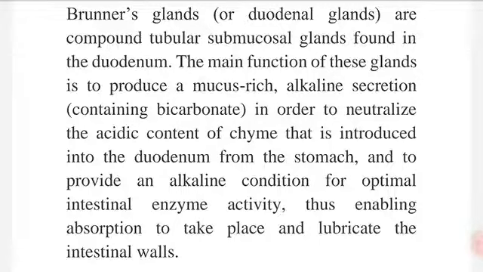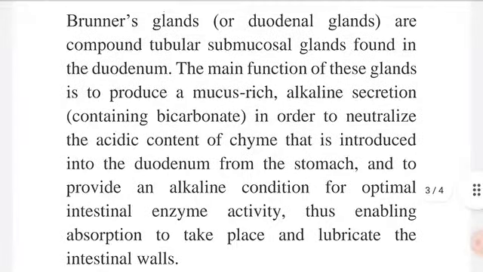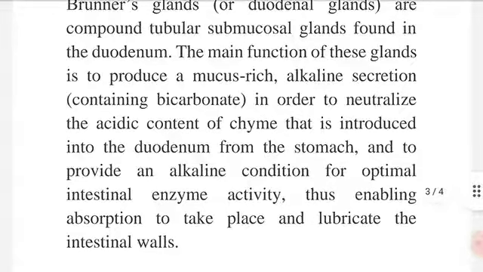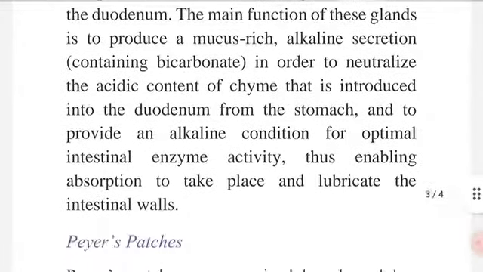that is introduced into the duodenum from the stomach. As the chyme enters the small intestine through the duodenal sphincter, it contains the acidic medium. So in this part, it provides an alkaline condition for optimal intestinal enzyme activity. It activates the enzymes, thus enabling absorption to take place, and lubricates the intestinal wall. So, this is the main function of Brunner's glands.